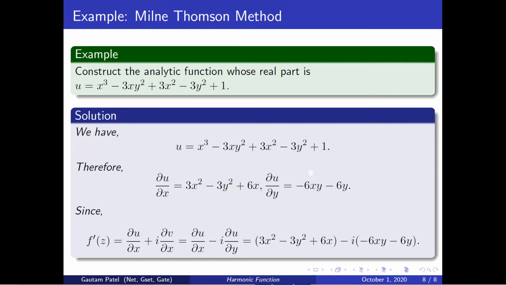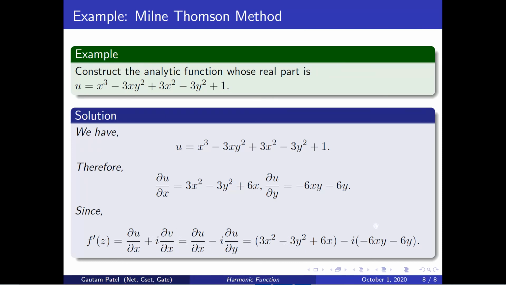Now let us go to an example. Construct the analytic function whose real part is u equal to x cube minus 3 x y square plus 3 x square minus 3 y square, as given. Therefore del u by del x is 3x square minus 3y square plus 6x, and del u by del y is minus 6xy minus 6y. Since f dash z is as in the previous working rule, we know this is by the CR condition.